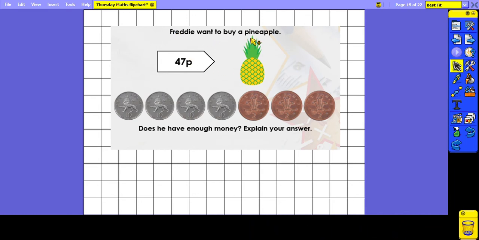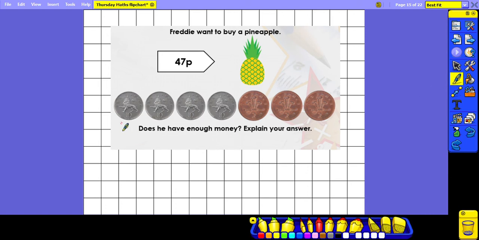Freddie wants to buy a pineapple. The pineapple is 47 pence. Does he have enough money? Explain your answer. So let's add up how much money Freddie has got. He's got 10, 20, 30, 40, 2, 4, 6. So Freddie has got 46 pence. He needs 47 pence to buy the pineapple, so he doesn't have enough money. He needs 1 pence more to be able to buy his pineapple.